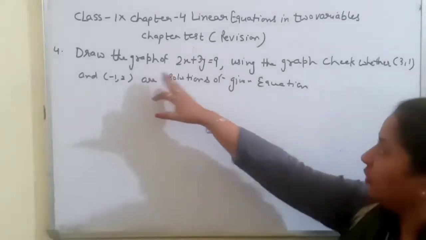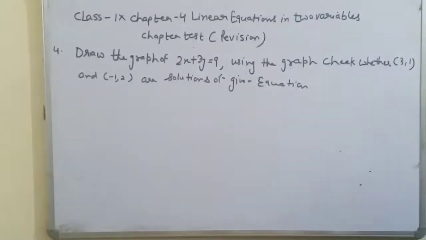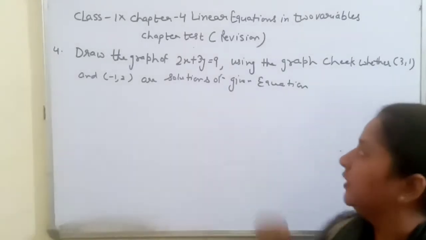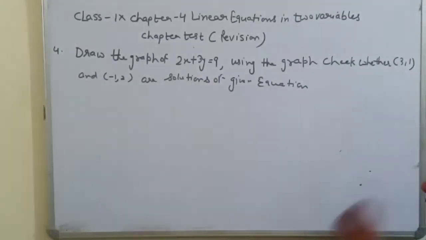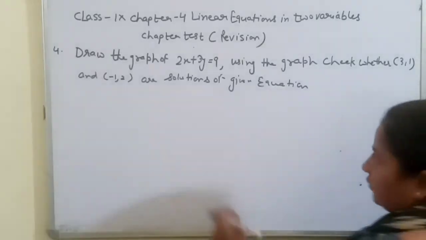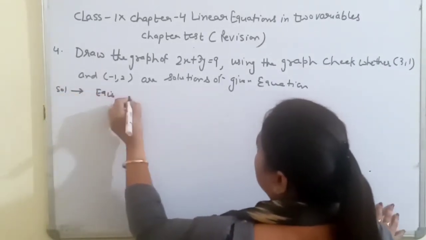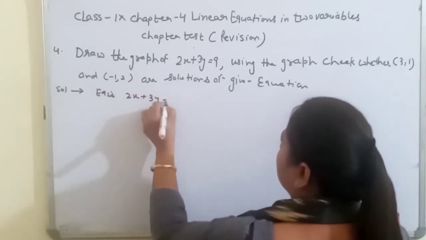Question number 4. Draw the graph of the equation 2x plus 3y equal to 9, and using the graph check whether (3, 1) and (minus 1, 2) are solutions of the given equation. So let's first draw the graph for the equation. The equation is 2x plus 3y equal to 9.